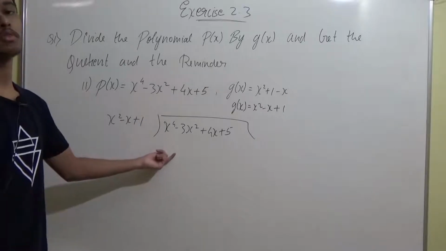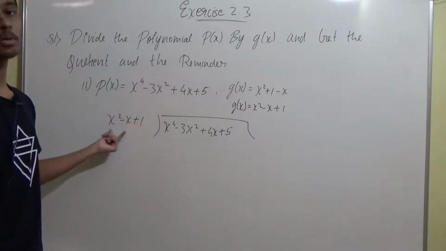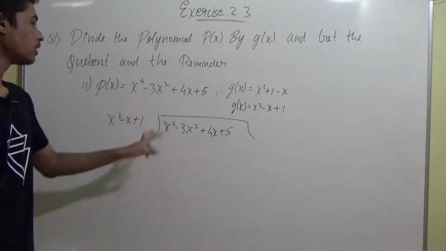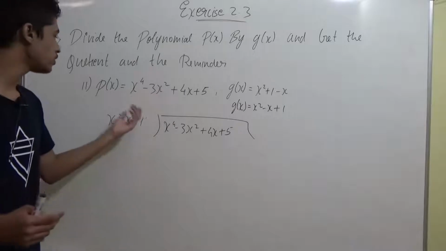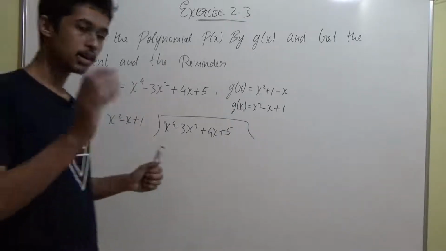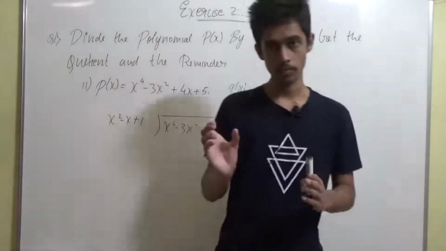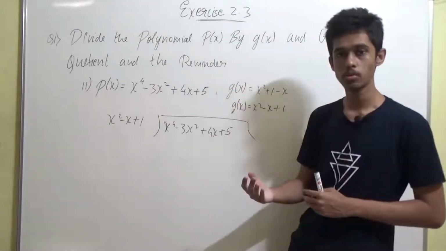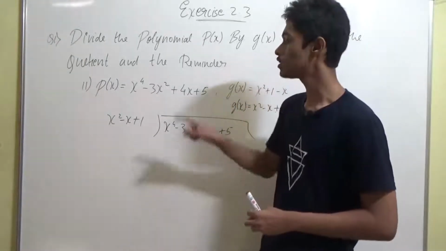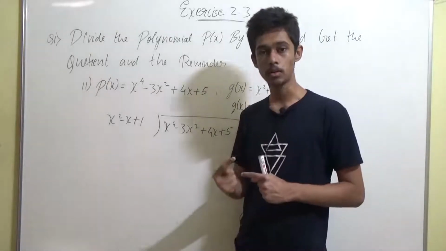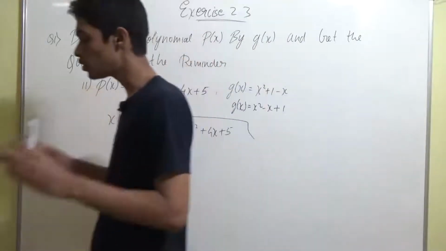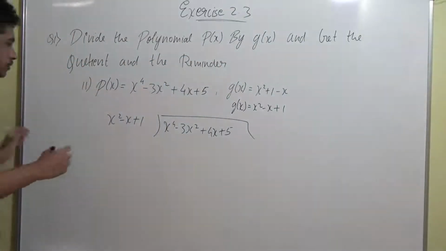As we have seen in the previous lectures, what we have to do is get a term x to the power 4 by multiplying x to the power 2 with the term which we have to find now. So what term multiplied into x to the power 2 is going to give us x to the power 4? That term is x to the power 2. So the first term in the quotient which we are going to get is x to the power 2.